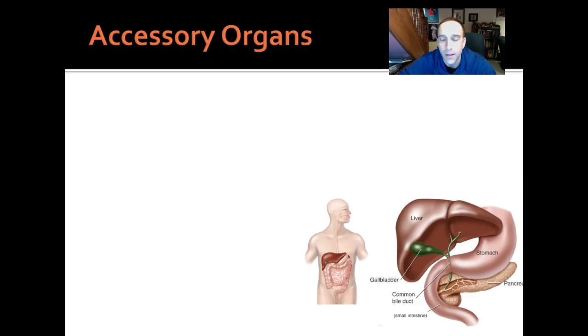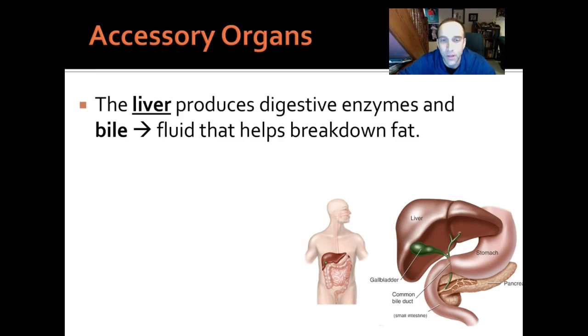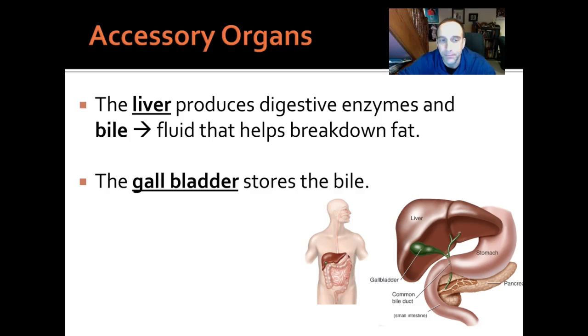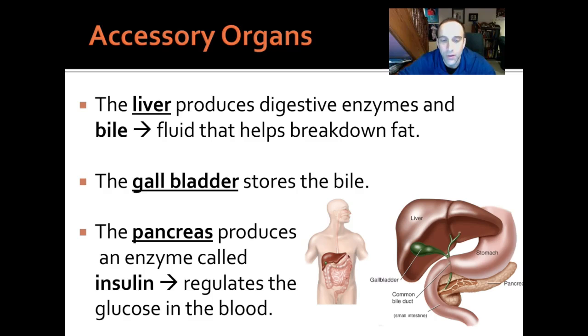Along the way, accessory organs play key roles in the digestion of food. The liver produces digestive enzymes and bile that helps break down fat. Bile is stored by the gallbladder, the green thumb that you see tucked in behind the liver, the largest internal organ. Also secreting juices is the pancreas. It produces an enzyme called insulin, which regulates glucose in the blood.